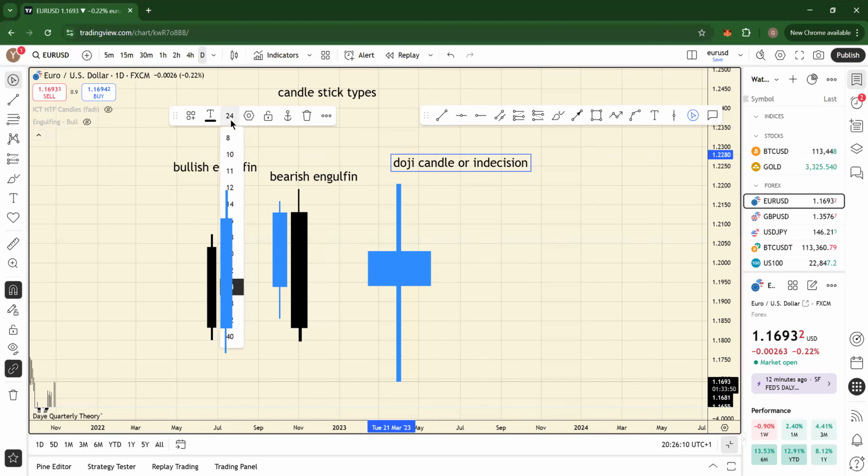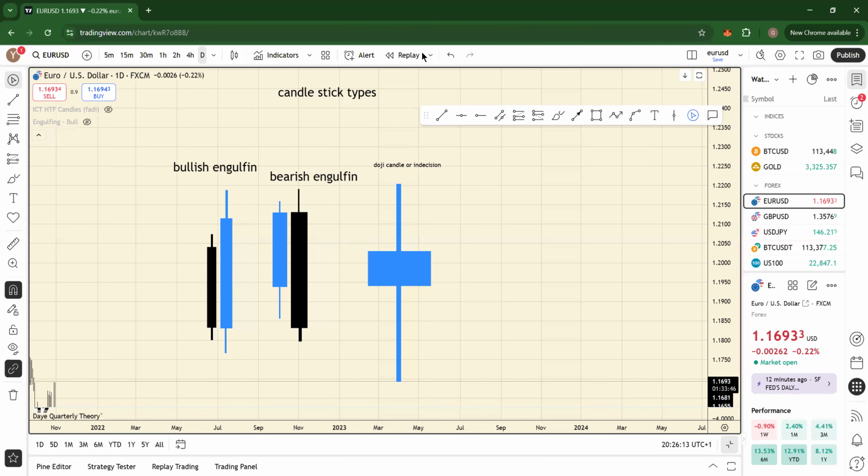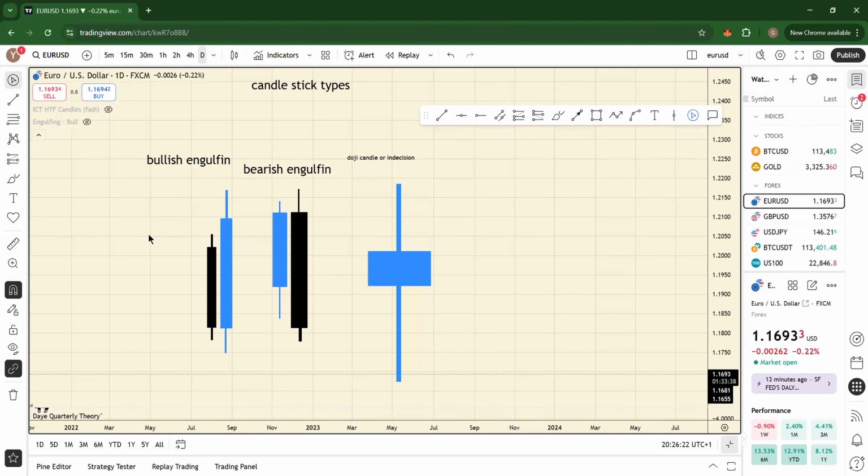This is called a doji or an indecision candle. So what does this candle tell us? What is the story behind this candle? Type it on the chat. Just look at it, and from the name, tell us the story behind the candle.